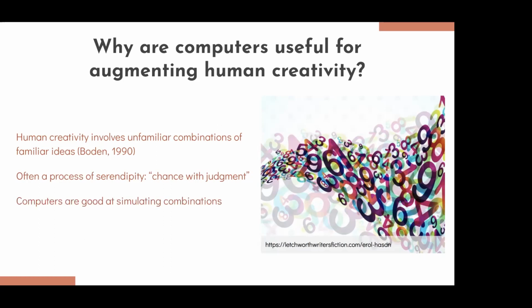And how do computers come into play here? Well, computers are really good at simulating combinations. So they can easily produce unexpected combinations. And then as a human, you can judge the creative value of those combinations as part of the brainstorming process. So that is the proposal for how computers can help aid human creativity.